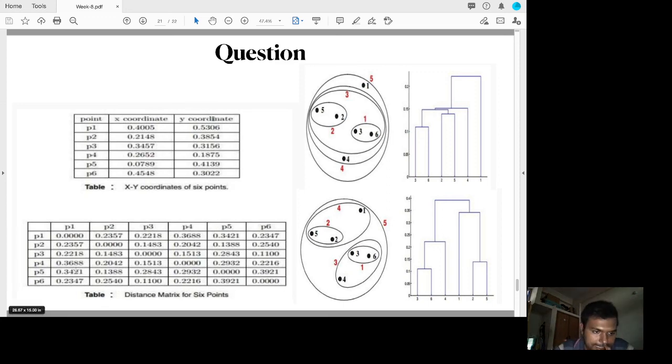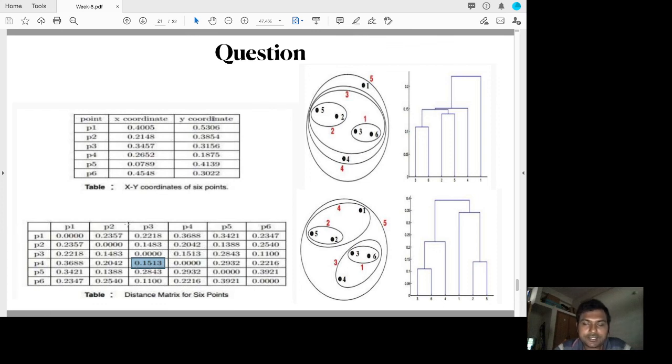So let's see the minimum linkage distance between point 4 and cluster 1. That will be the minimum of the distance between 4 and 3 and 6. The distance between P4 and P3 is 0.1513, and the distance between P4 and P6 is 0.2216. So the distance between point 4 and cluster 1 is the minimum of 0.1513 and 0.2216, which comes out to be 0.1513.